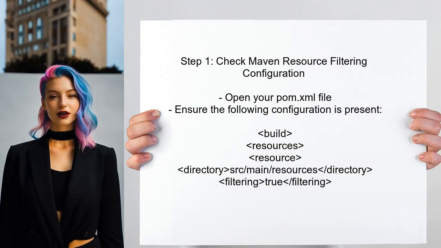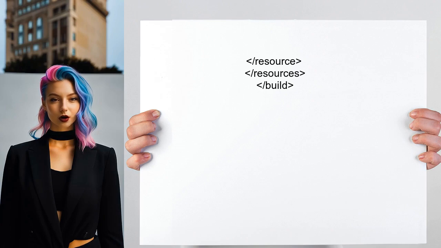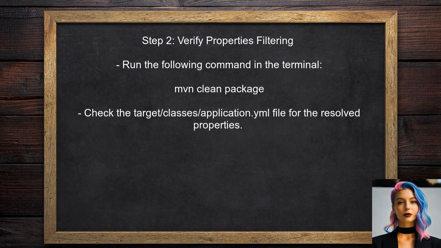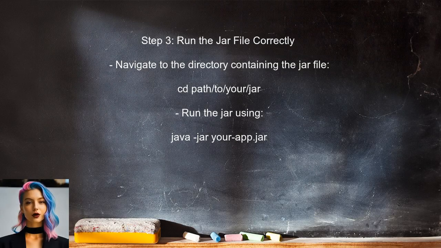To resolve the issue with Maven properties not being resolved when running the jar on CentOS, the user should first ensure that the Maven resource filtering is correctly configured in their project. Next, the user should verify that the properties are being filtered correctly during the build process. This can be done by running the Maven build command. After confirming that the properties are filtered correctly, the user should ensure that they are running the jar file with the correct command. The command should be executed from the directory where the jar is located.